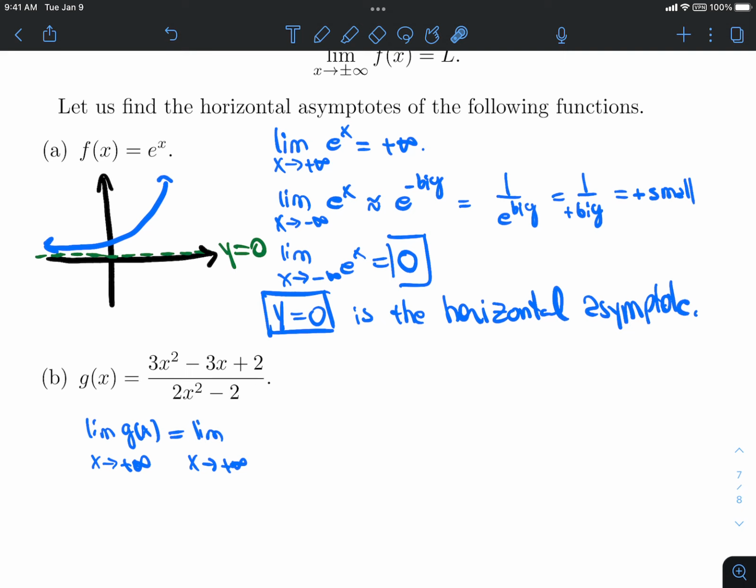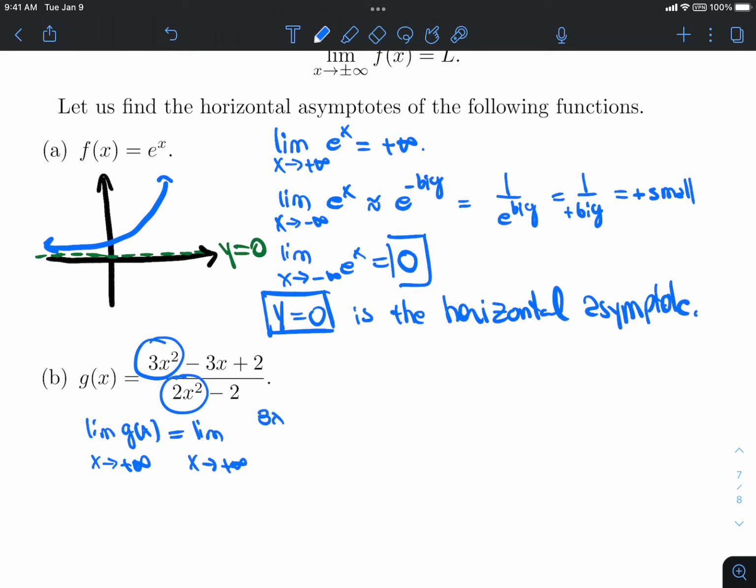Let's say x is 1,000. Then x squared is about 1,000,000, right? 3x squared is 3,000,000. This is 3,000. Even though this is big, this is not nearly big enough to compare to 1,000,000, to 3,000,000. So all that matters is this leading highest degree coefficient, same for the bottom.